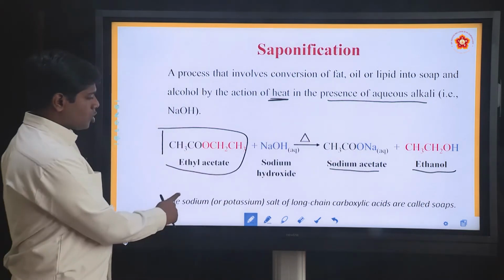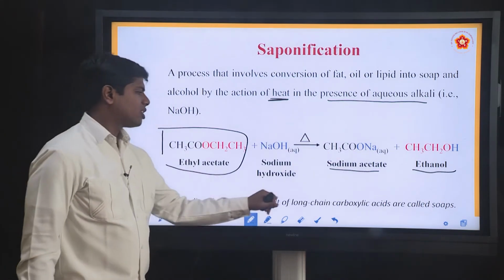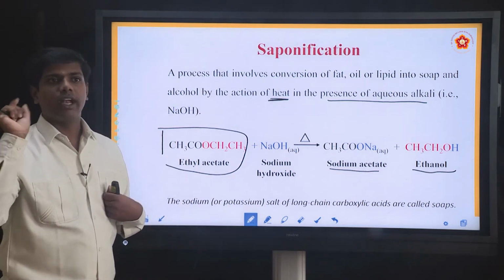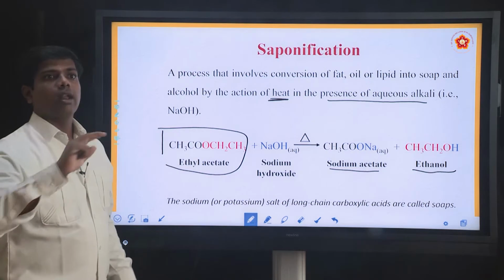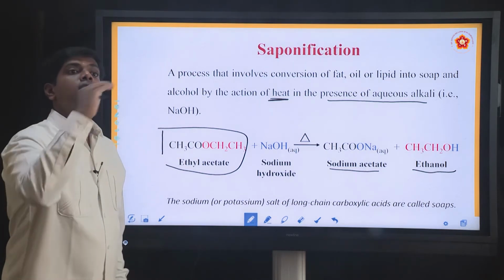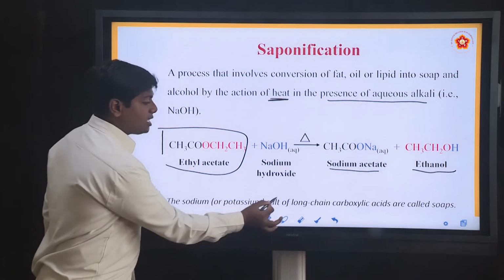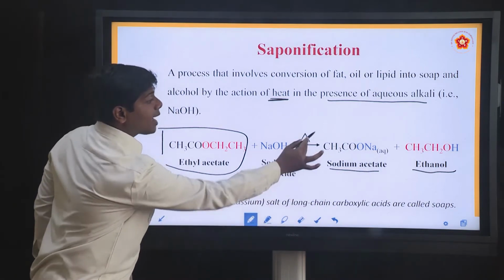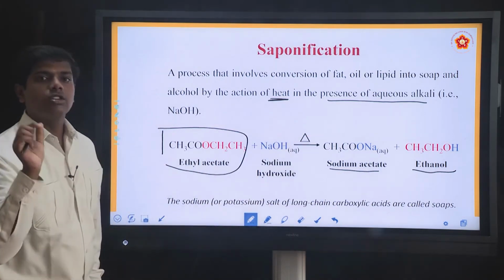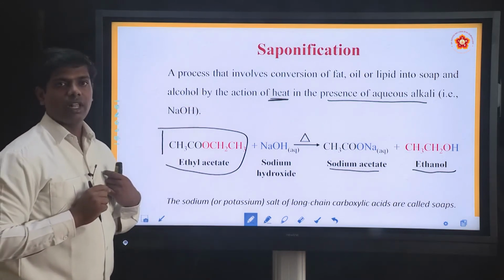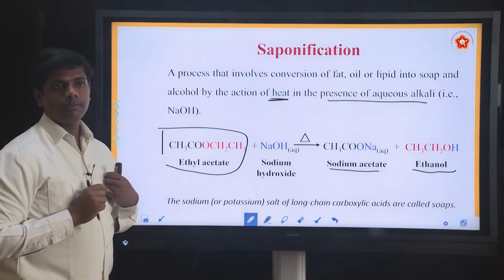You have to know, sodium or potassium salts of long chain acids are called soaps. Very important definition for soap molecule. Soaps, this is a very important definition, that sodium or potassium salt of long chain carboxylic acids are called soaps. This is the definition. Please note down this saponification reaction.